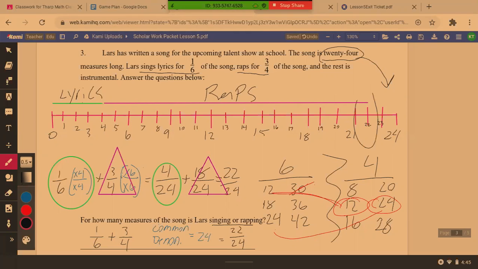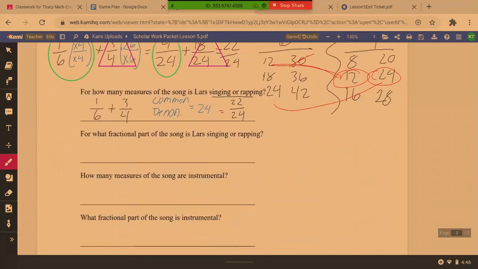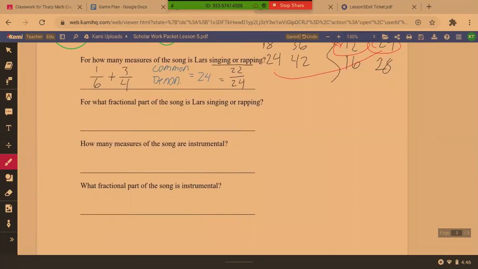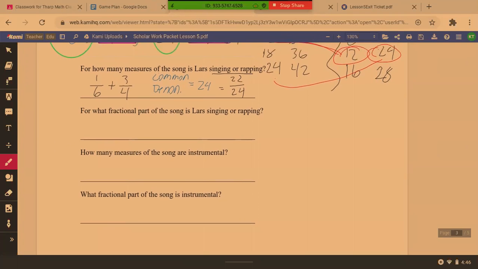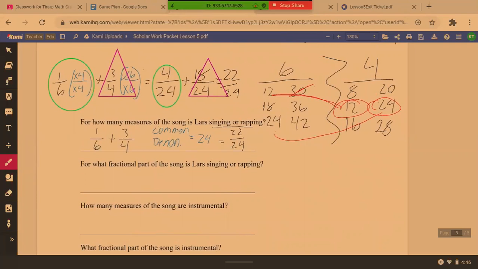And that takes us to 22. So see how we use the number line to confirm and check our work? Let's go on to the next question. For what fractional part of the song is Lars singing or rapping? Well, we already found that out because, look, we found 22 out of 24.